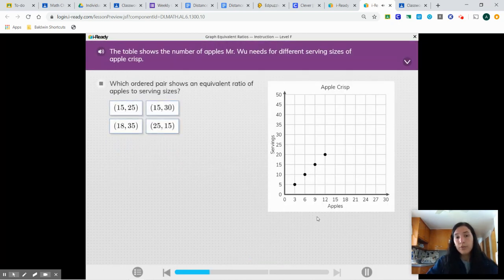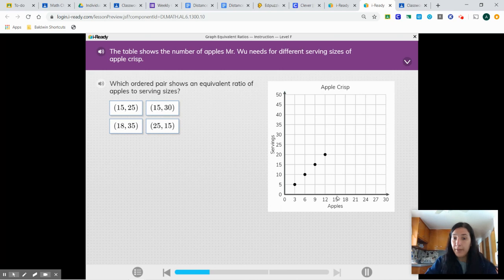Which ordered pair shows an equivalent ratio of apples to serving sizes? So let's continue our graph here. If we keep moving up by 5 on our y, we'd go from 20 to 25, so we'd be at 25. And we move our apples over by 3, so we'd go from 12 to 15.